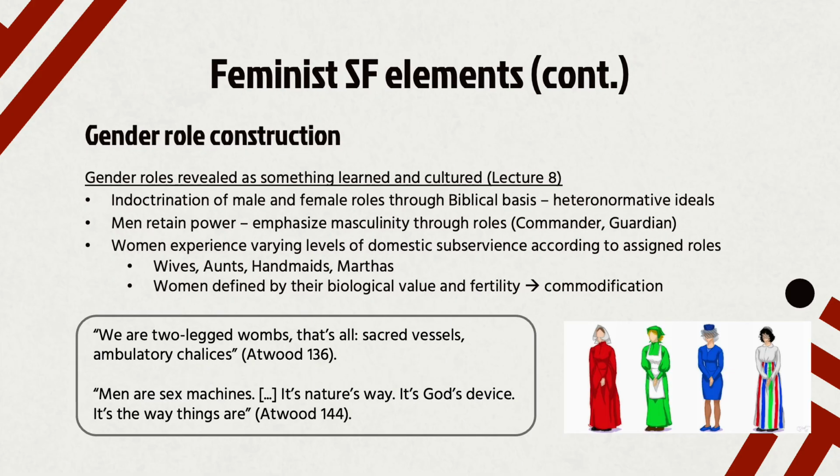Another way in which the novel follows the feminist science fiction elements found in the lecture that we covered earlier this semester can be seen in the way that gender roles are constructed in the novel. For example, gender roles are revealed as something learned and cultured, which can be noted in the indoctrination that the handmaids live through at the hands of the aunts.